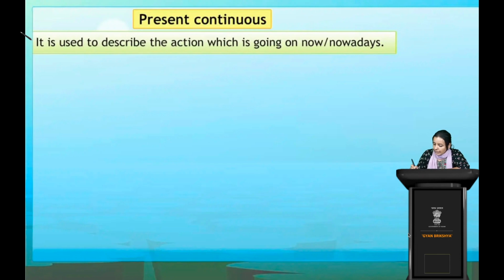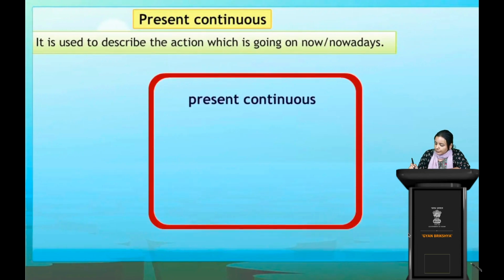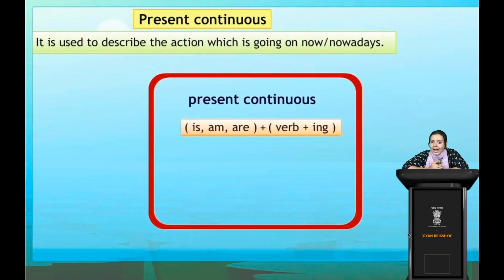Okay, let's see more examples so that you can get the points crystal clear. So this is present continuous. See, this is the formula. Try to remember the formula in order to construct a sentence, or in order to identify the tense of the sentence, or identify the type of the sentence, whether it is present continuous, past continuous, past indefinite. There are so many types of sentences, right?